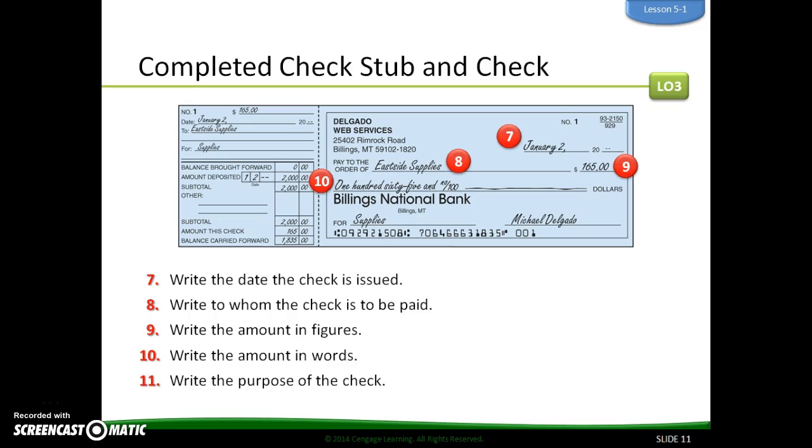The purpose of the check always goes on the for line. And then finally, you sign the check. And in this case, Michael Delgado, he is the owner of the Delgado Web Services, so he is signing this check.